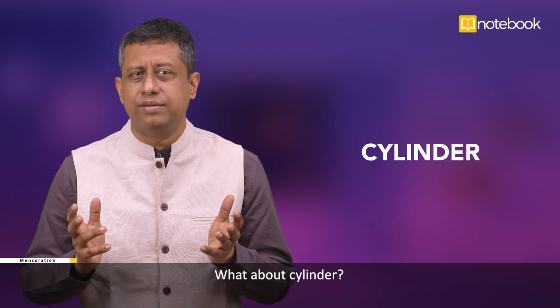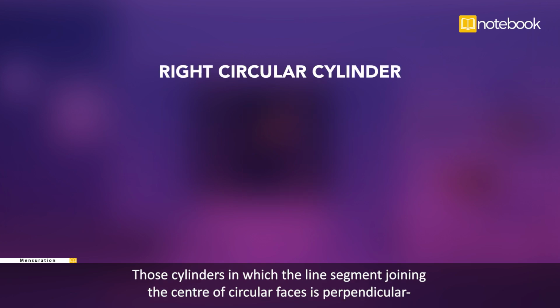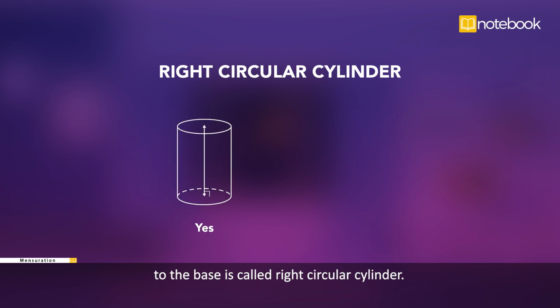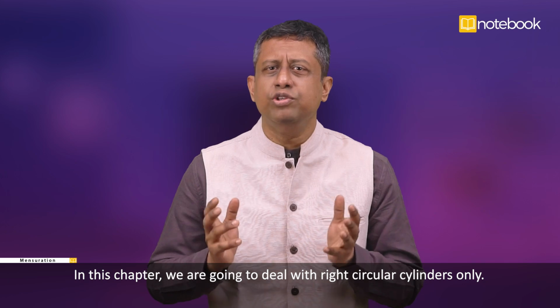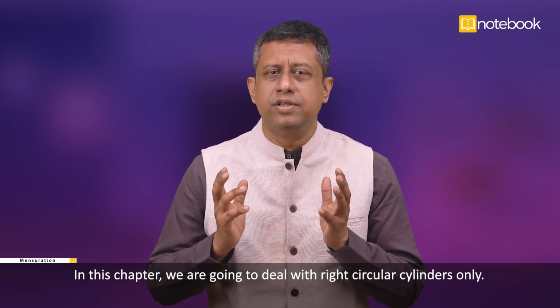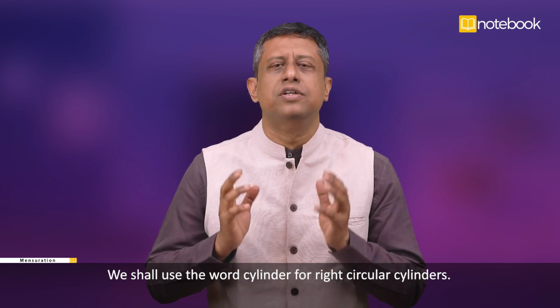What about cylinder? A cylinder is a 3-dimensional figure that has 2 congruent circles parallel to one another. Those cylinders in which the line segment joining the centers of the circular faces is perpendicular to the base are called right circular cylinders. Not all cylinders are right circular. In this chapter, we are going to deal with right circular cylinders only. We shall use the word cylinder for right circular cylinders.